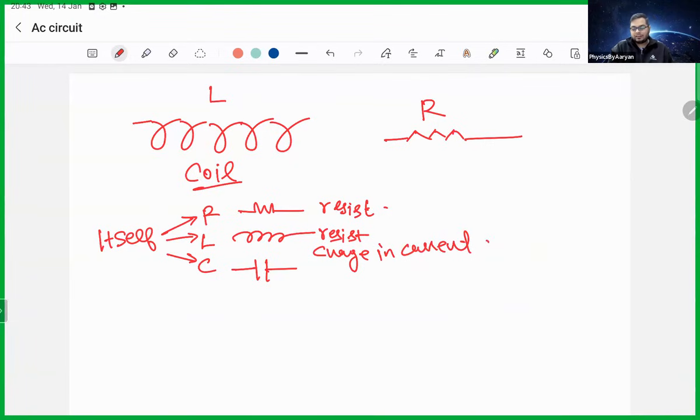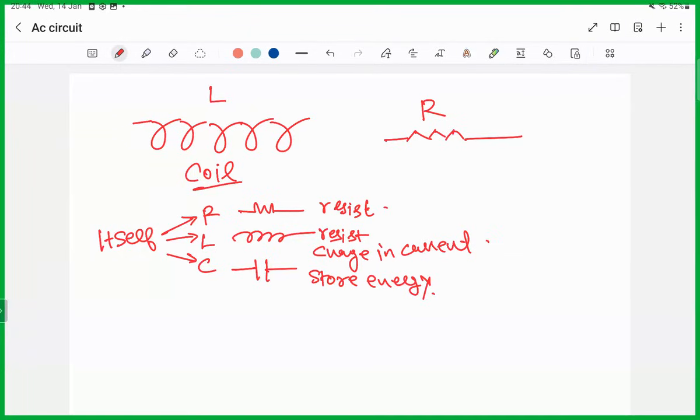Every device has an ability to resist change in current, and every device has an ability to store energy. What does an inductor do? Does it resist the current, or does it resist the change in current? Change in current.